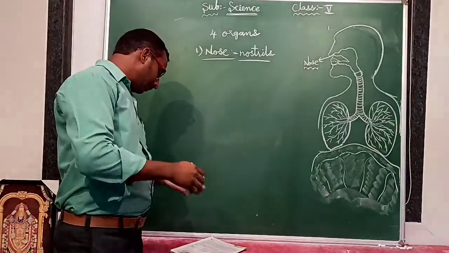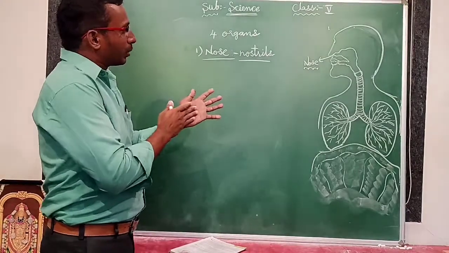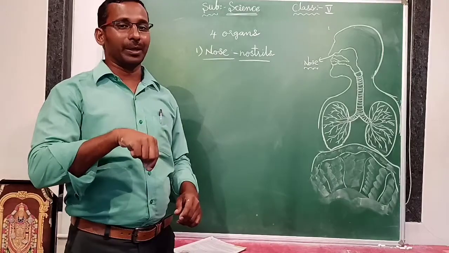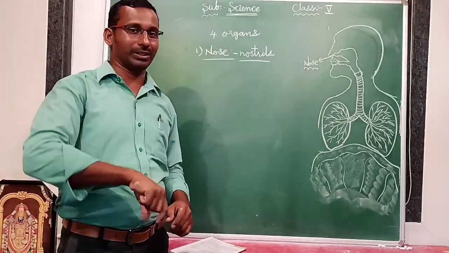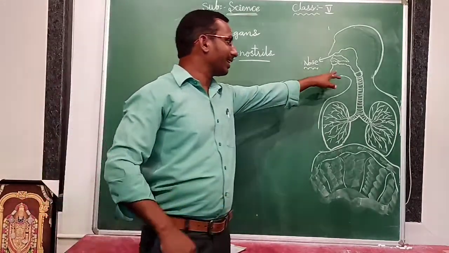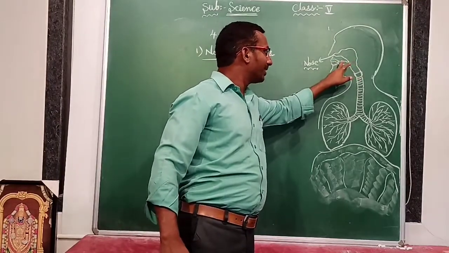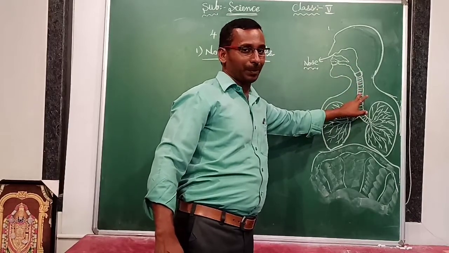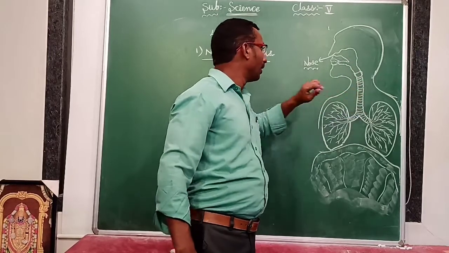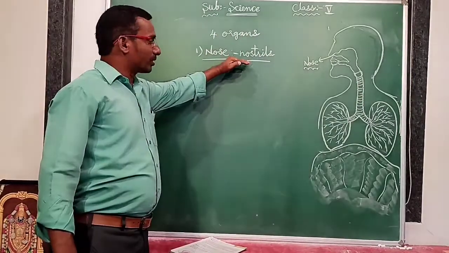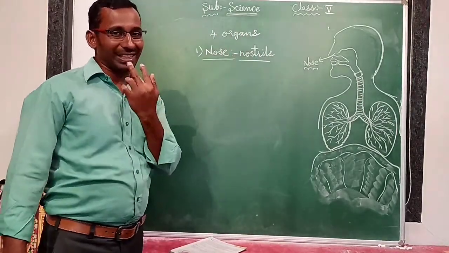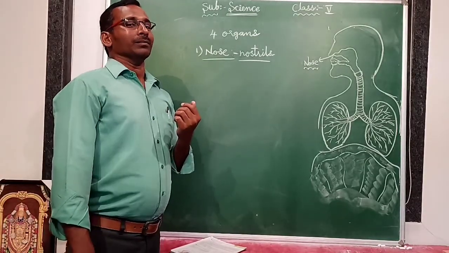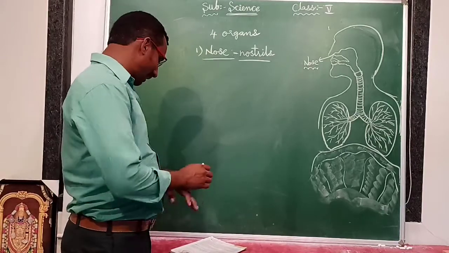And this nose is connected to the windpipe. The same way, the mouth connection is also there to the windpipe. Here we are seeing clearly: this is the nose pipe and this is the mouth pipe. These two pipes are connected to the windpipe. This is the next part. So two nostrils are there, and with the help of these two nostrils, we are taking air inside. Is it right? Like this.